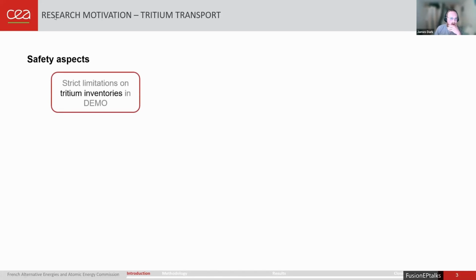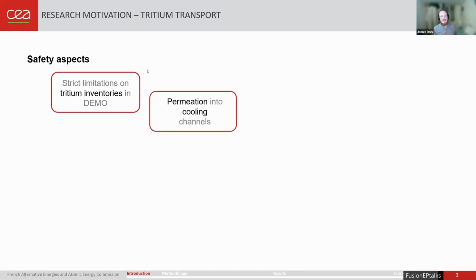So what's the motivation behind doing this kind of research on tritium transport? Well, one, there are safety aspects to consider. For DEMO, there's going to be strict tritium inventory limitations on how much tritium you can have on site at once. We are also concerned about permeation of tritium going into our cooling channels.